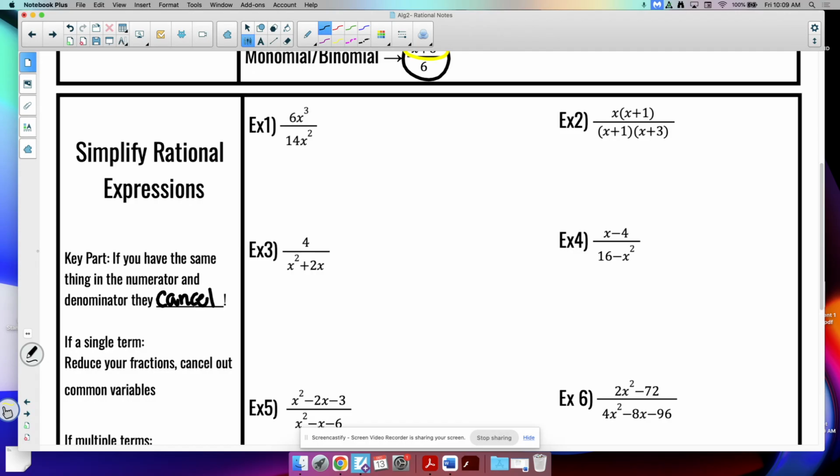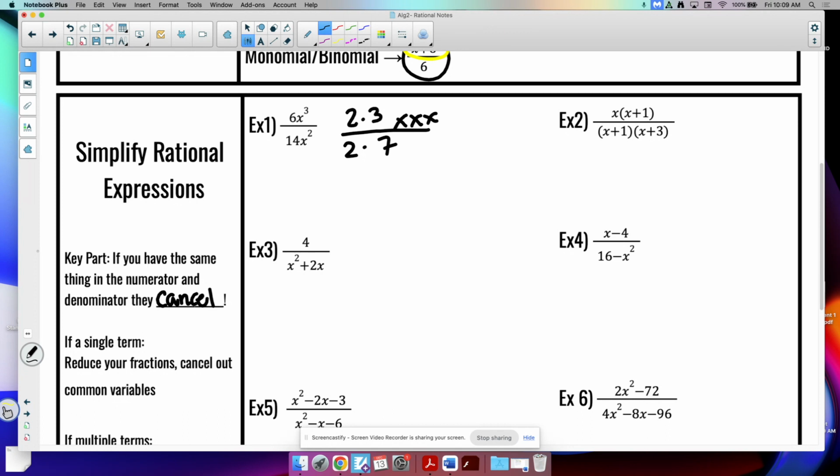So first one I'm going to do the long way just so that you guys can see it. Numbers are going to reduce with other numbers. What number would divide both 6 and 14? 2. So I'm going to take a step and just write 2 times 3 is the 6. 2 times what number is the 14? 7. x to the third on top means how many x's are on top?